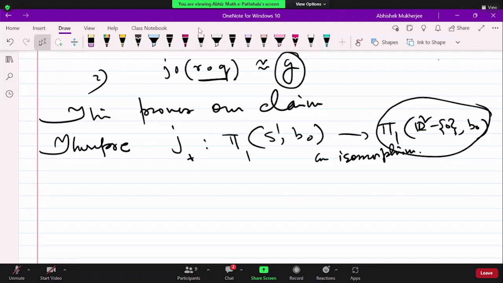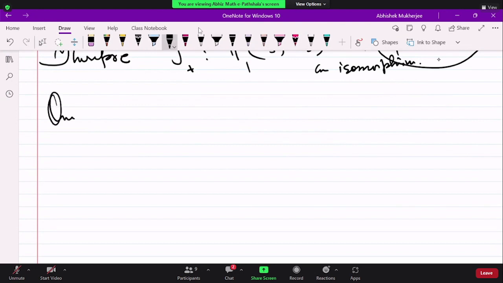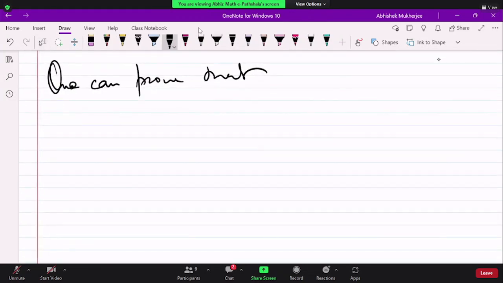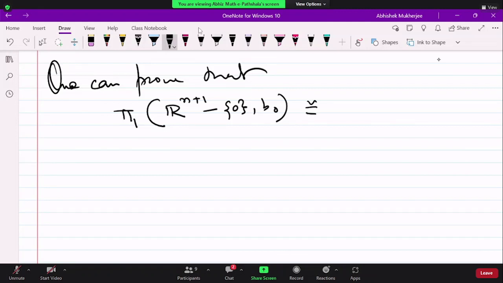That means one can prove in general that the fundamental group of the punctured n plus one dimensional Euclidean space, based at B naught, where B naught is the unit vector along the first coordinate axis, will be isomorphic to the fundamental group of Sn.